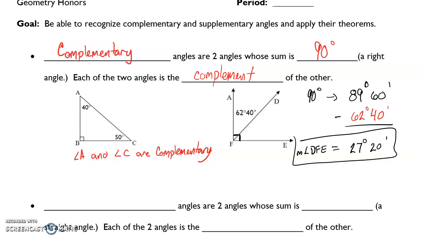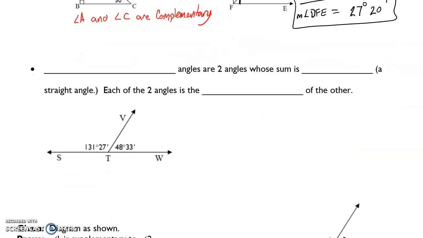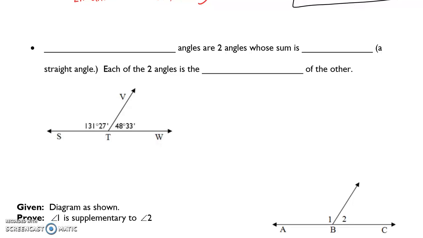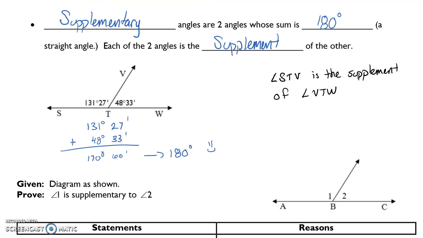All right, moving on. Supplementary angles. Two angles whose sum is 180 degrees, and the two angles are the supplement of each other. So in this diagram, we can assume straight angles. So this should be true, but we can also prove that it's true by adding our two angle measures and showing that it's 179 degrees and 60 minutes, which is 180 degrees. So our angles are supplementary, or one angle is the supplement of the other.